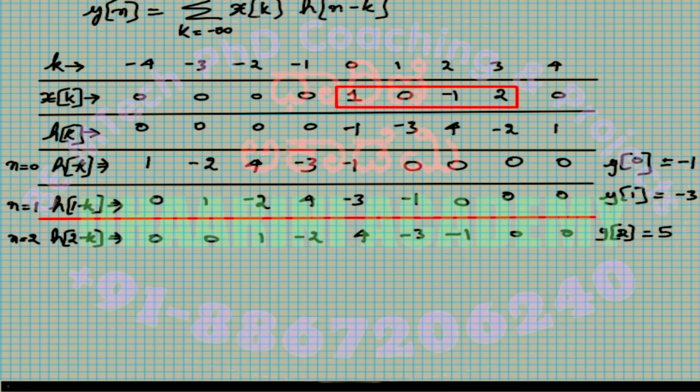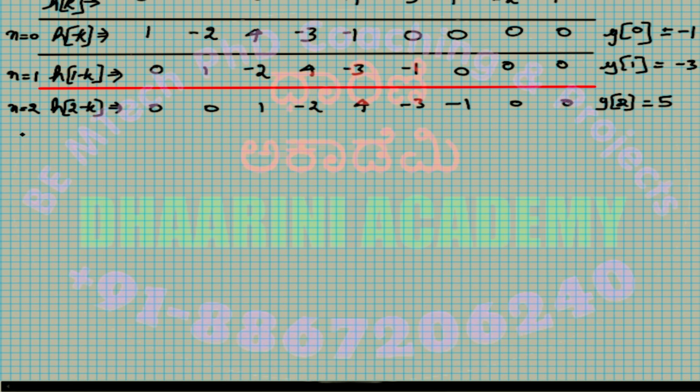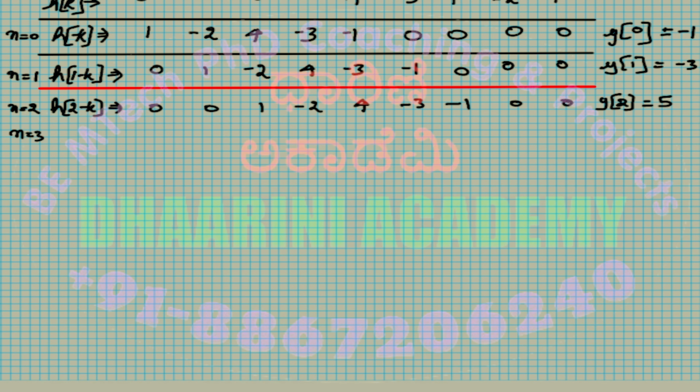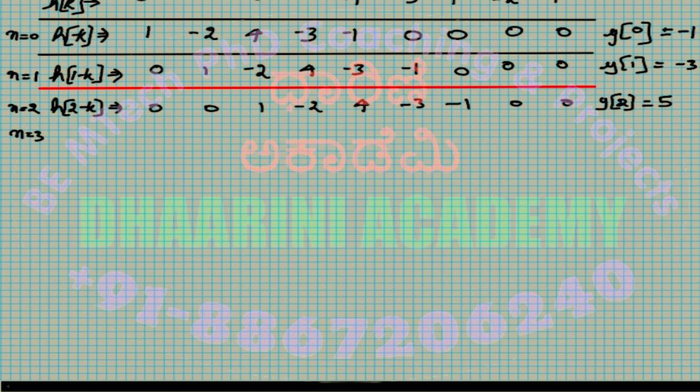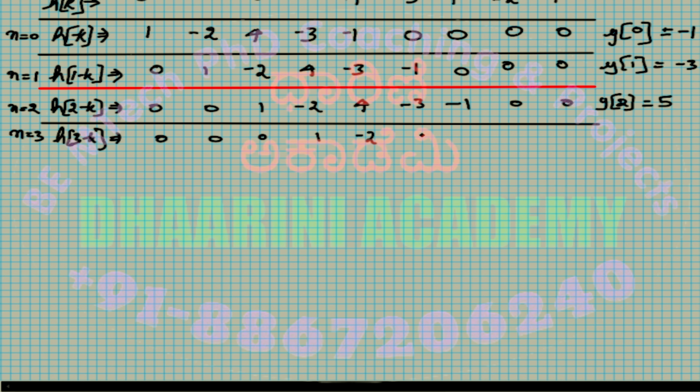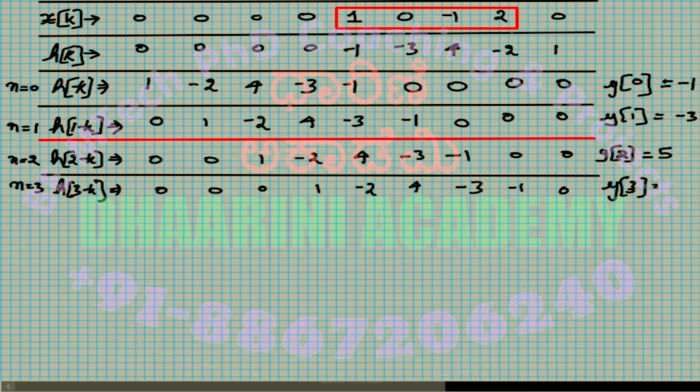Right, let's proceed further. So now I'm trying to write the value at n equal to 3. Right, as we already have done. When I try to represent y of 3 minus k, n will become 3. So this is h of 3 minus k. That means 0, 0, 0. This 1 comes here, minus 2 goes here, 4 comes here, minus 3, minus 1, 0. So this is y of 3. Right. Just calculate this by looking at the red colored.